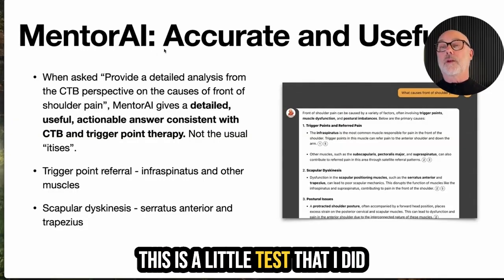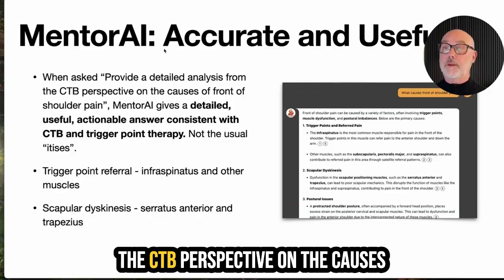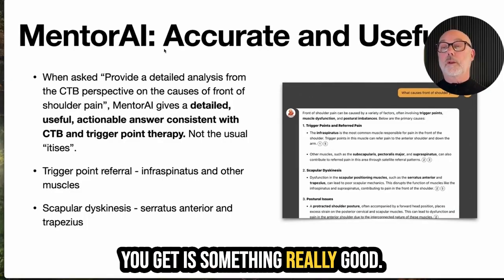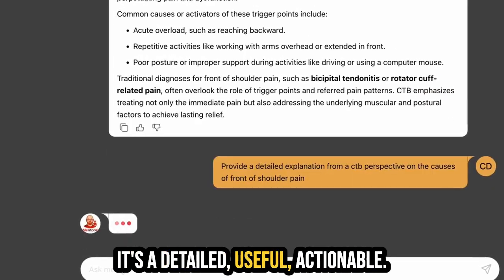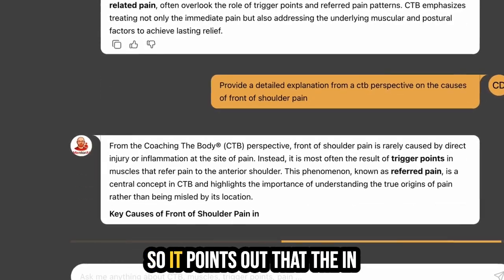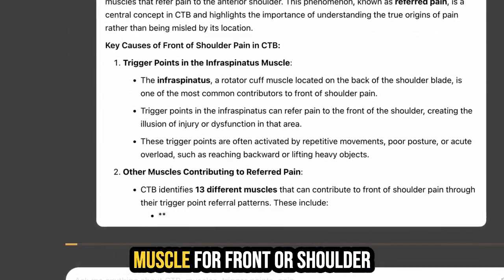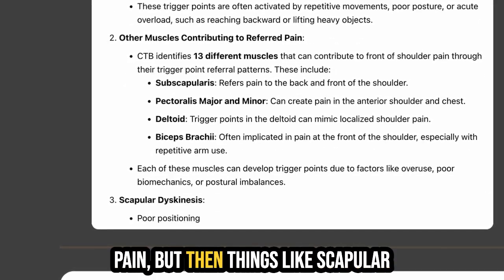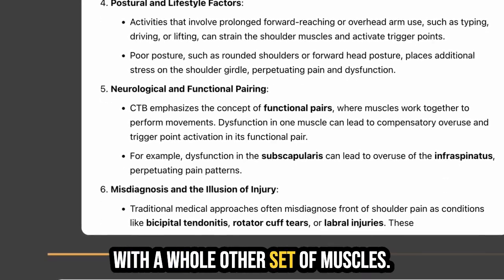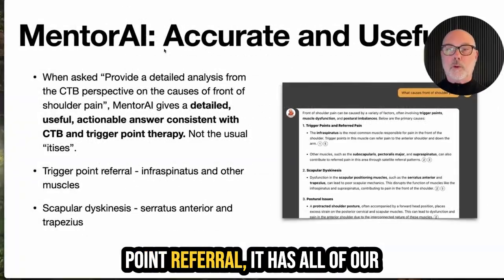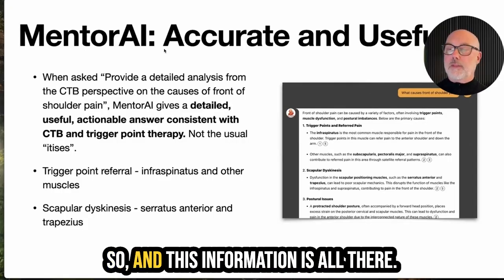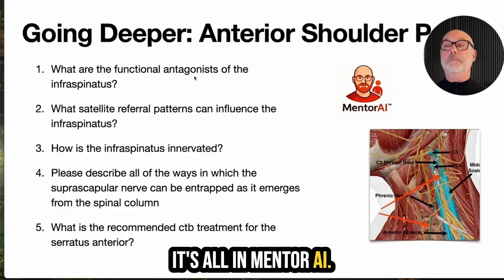So this is a little test that I did: provide a detailed analysis from the CTB perspective on the causes of front of shoulder pain. And what you get is something really good. It's a detailed, useful, actionable answer. And it's the same material that we teach in our courses. So it points out that the infraspinatus is the most common muscle for front of shoulder pain. But then things like scapular dyskinesis, so improper scapular movement, which gets you involved with a whole other set of muscles. So in addition to the trigger point referral, it has all of our functional analysis that went into building our protocols. And this information is all there. It's all in Mentor AI.